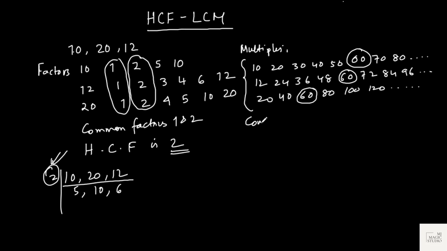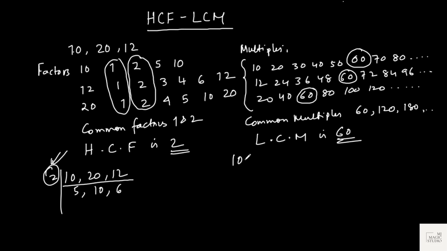So we can see that common multiples of these three numbers are 60, then we will have 120 common, 180 common, out of which the lowest common multiple is 60, which is actually known as LCM, isn't it?